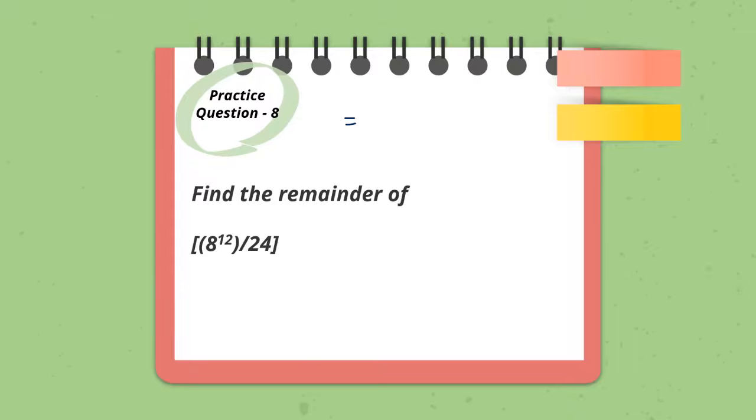So 8 to the power 12, right? 8 to the power 12 divided by 24, I'm going to write as 8 into 3. So I can take 8 out: 8 to the power 11 divided by 3. You need to just find the remainder when 8 to the power 11 is divided by 3 and multiply it with 8, and that's the required remainder. So you can solve and tell me your answer.